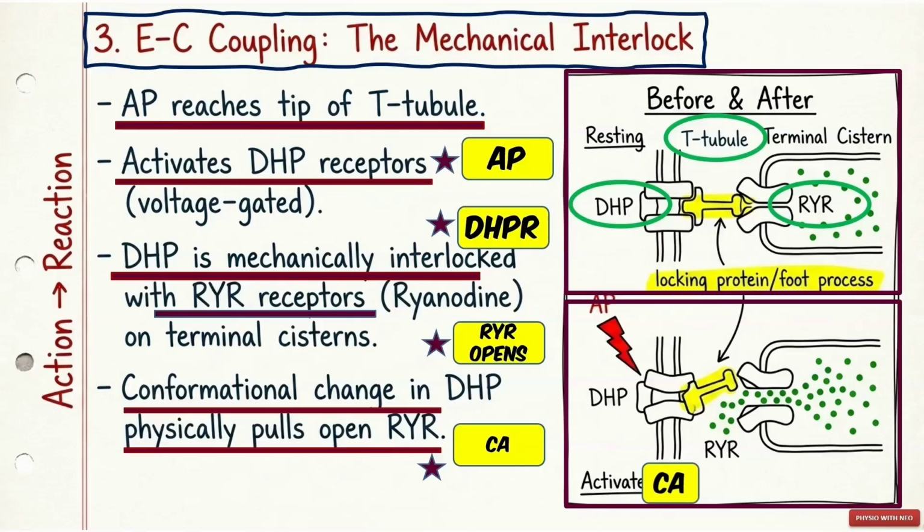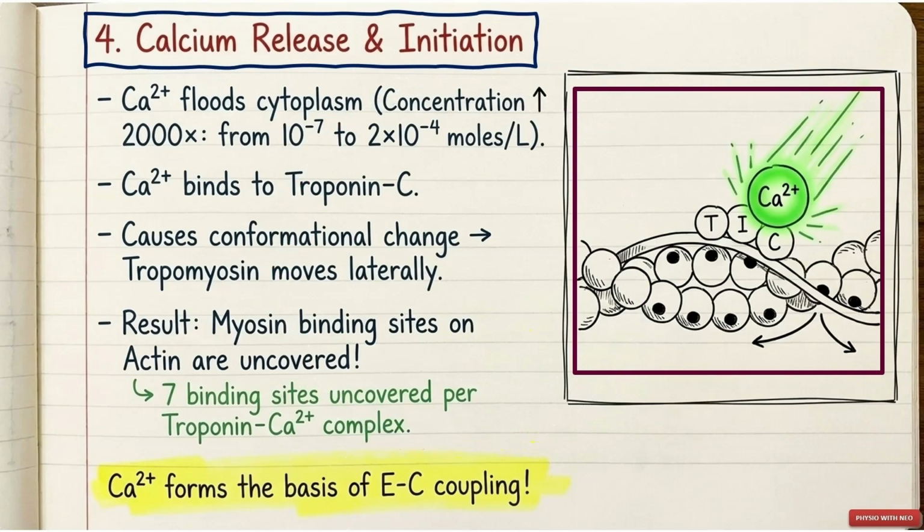That's what we're going to see next. Now, the calcium enters the story. When the ryanodine receptors open, calcium is released from the sarcoplasmic reticulum into the cytoplasm, and the calcium concentration rises dramatically. That is about a 200-fold increase in calcium concentration. But here is the most important question. What does calcium bind to?